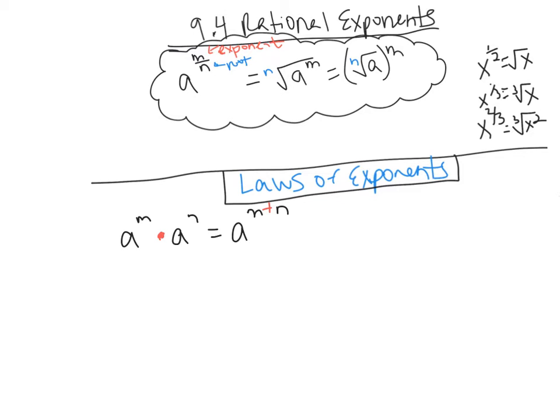We do not add the base, though. The base stays the same. Well, what if I don't have two bases? What if I have the entire base and exponent all of that raised to another exponent? So we have one base, two exponents. One base, two exponents means we multiply. So you'd have a to the mth, all of that raised to the nth, would equal a to the m times n.